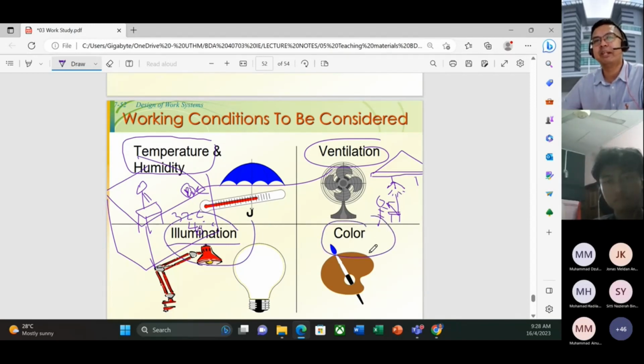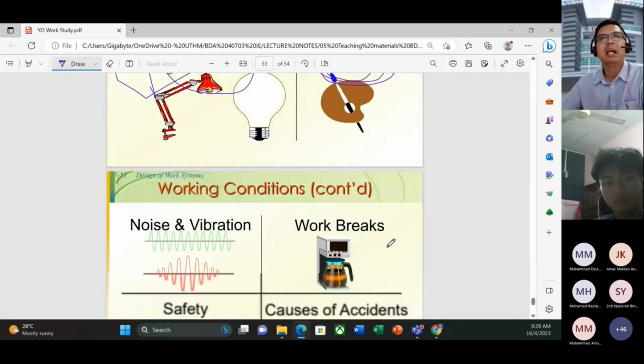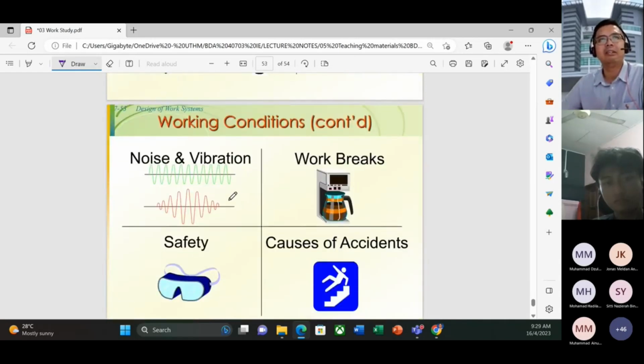And we need to consider color. Based on my experience in job design, sometimes color might confuse our employees, our operators. We have a case study: an operator cannot differentiate between green and yellow when cutting potatoes, for example. The green color might look similar to the yellow color. And then noise and vibration.